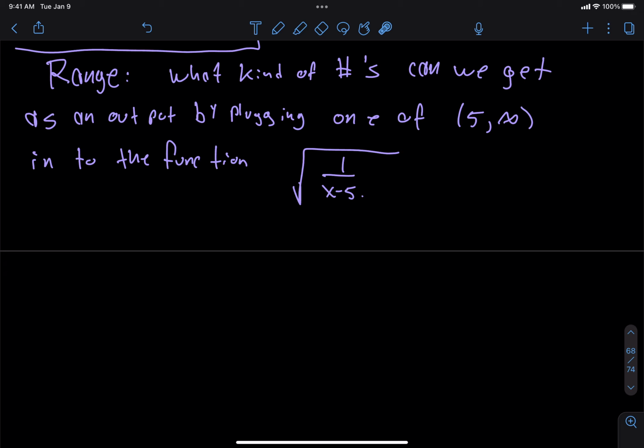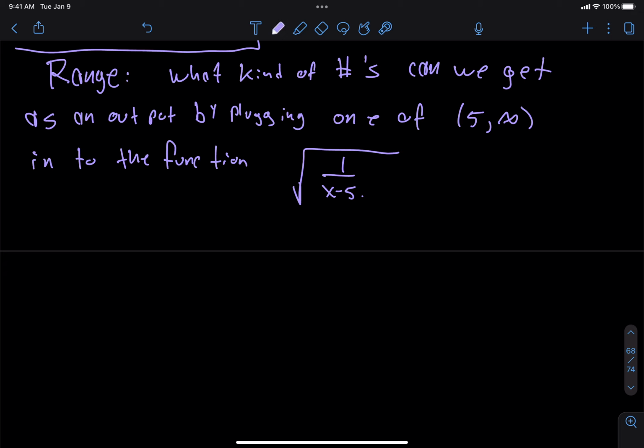Well, if I plug in 5, I would get 0 in the denominator, which is not allowed. But can I ever make the fraction 0? No, you can't. You can divide by as big of a number as you want, but you can never find a number so big that 1 divided by it is 0. It's just going to be a fraction which is just barely bigger than 0, right?